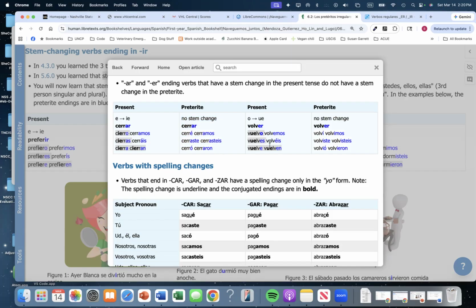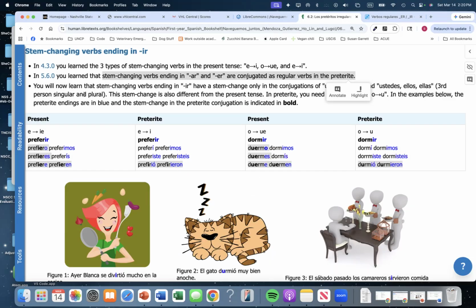Okay? And then for the ER, like volver, in the present, we do change the stem, O to UE: vuelvo, vuelves, vuelve, volvemos, volvéis, vuelven. But in the preterite, as it is an ER stem changer in the present, there is no stem change. So it behaves like a regular verb. Volví, volviste, volvió. You see the O in the stem remains the same. Volvimos, volvisteis, volvieron. Now, what happens? This is the new thing that you will learn today.